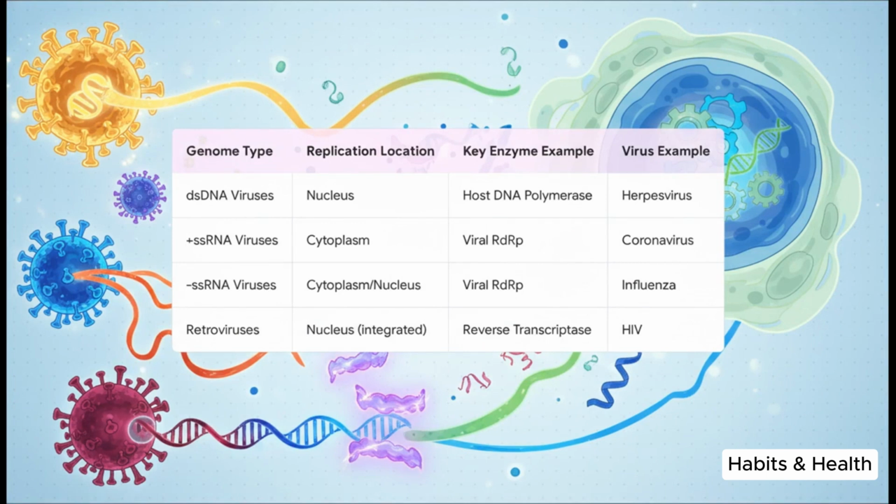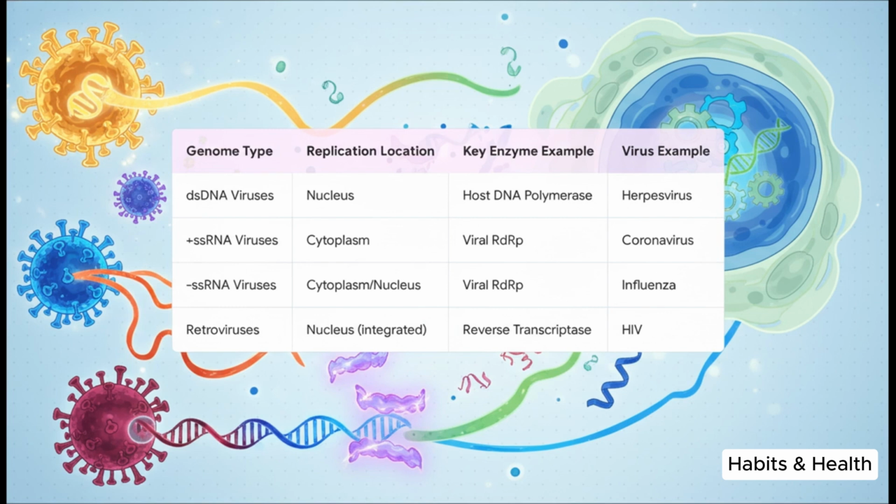So DNA viruses like herpes virus, they're pretty straightforward. They usually head to the cell's nucleus and just use our own DNA copying machines. But RNA viruses, like coronavirus or influenza, they often do their work out in the main part of the cell, the cytoplasm, and they have to bring their own special enzyme to get the job done.